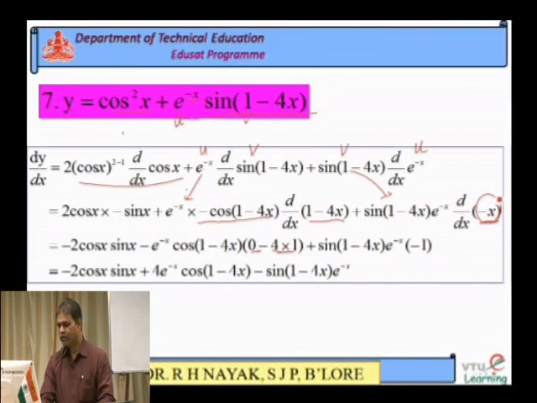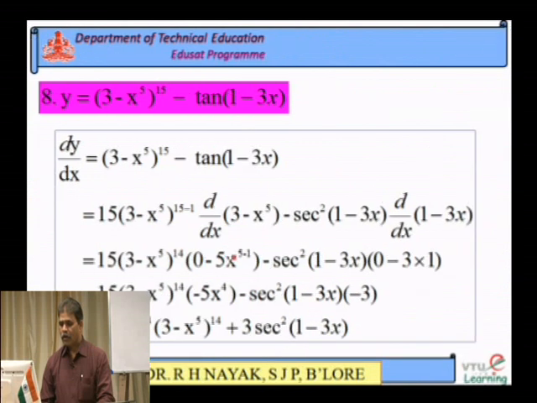This is minus 4, minus 4 is multiplied to this minus e power minus x, that is minus into minus plus, plus 4 into 1 is 4, 4 e power minus x into cos of 1 minus 4x. Minus 1 is multiplied with plus 1, it will become minus sin of 1 minus 4x into d by dx of e power minus x. So, this is also of the same type, function to the power of n minus tan of function.